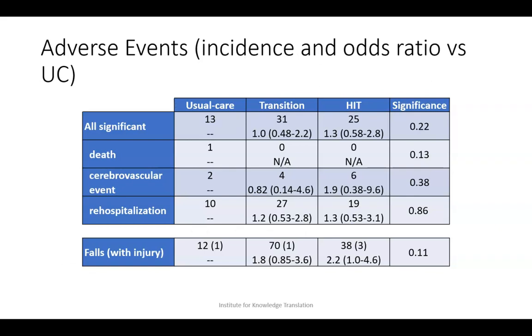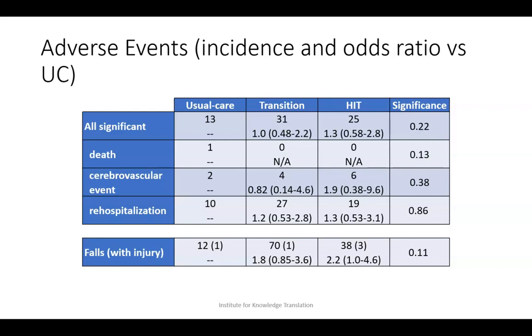All right, so adverse events. These are important, right, because you're weighing the pros and cons when selecting an intervention. There are two different analyses that are done on here. One is looking at whether the incidence of adverse events is different between groups, and the other one is looking at the odds ratio, or the odds of having an adverse event when compared to usual care. So they're similar but different.